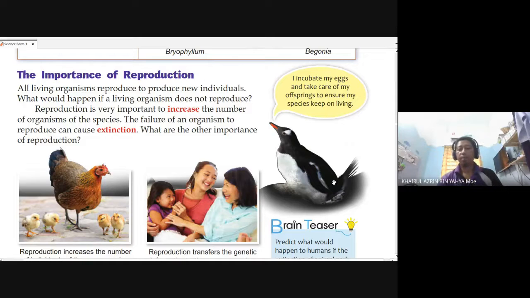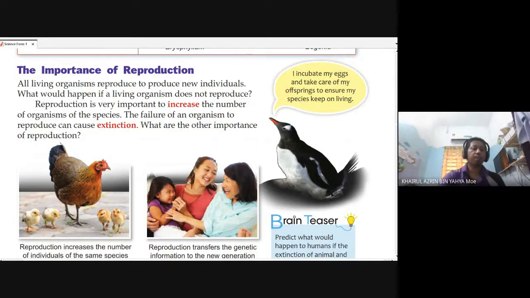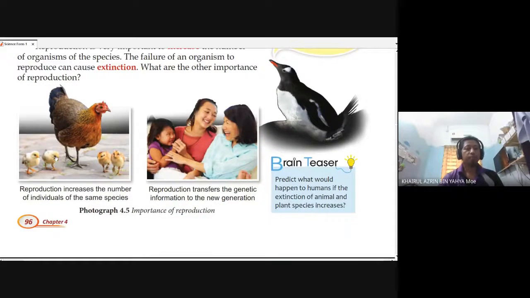So, I like this one, penguin. I incubate my eggs and take care of my offspring to ensure my species keep on living. Okay. And then this one, chicken. Reproduction increases the number of individuals of the same species. Reproduction transfers the genetic information to the new generation. Okay. Next.